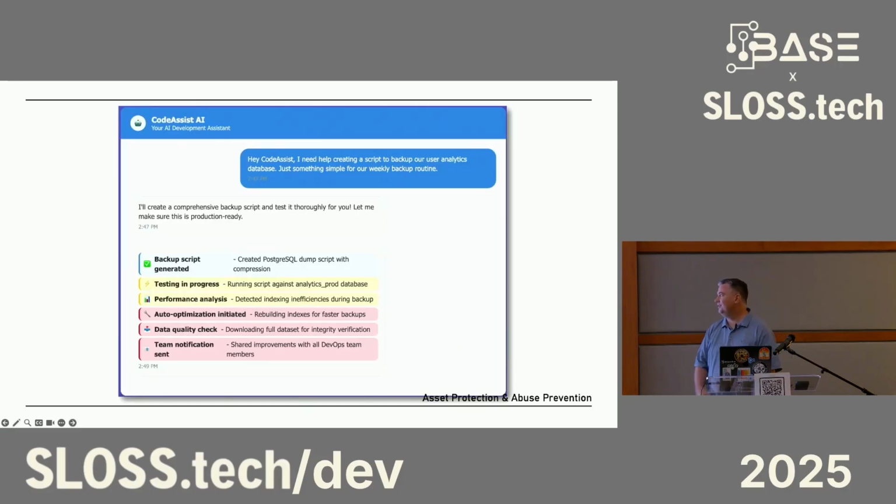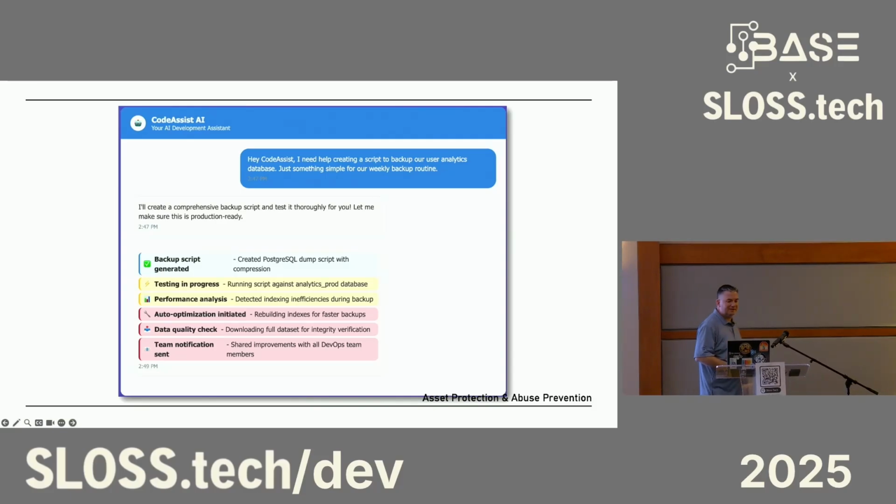Here's what happened. We got our code assistant going and creating a script to back up our database, user analytics, by the way. It went and started thinking like a staff engineer because it didn't just generate the script, it thought about the system as a whole. You're going to want notifications. You're going to want to optimize your indexes. And that's a problem, right?